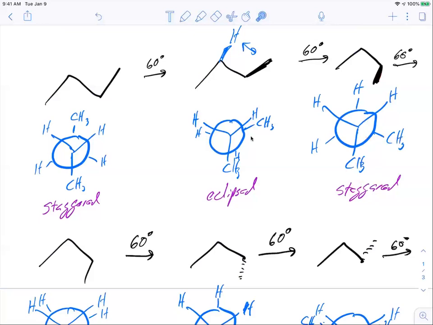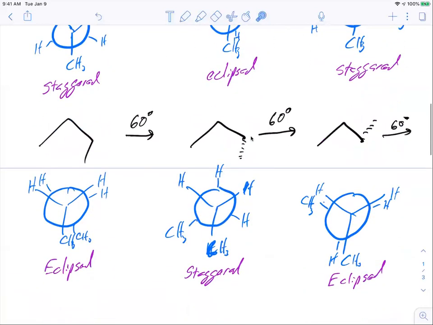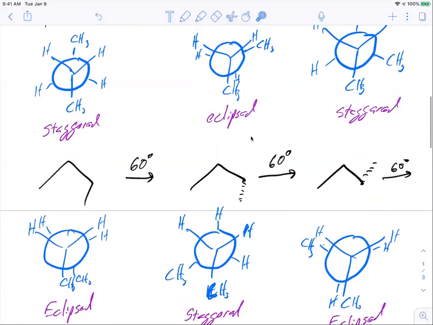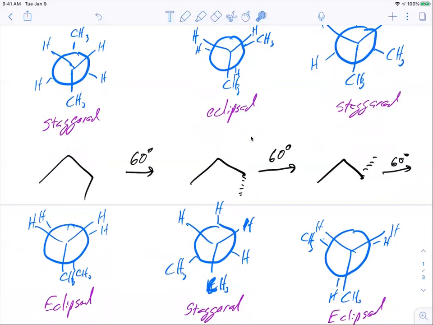So if you look at it, we go through staggered, eclipsed, staggered, eclipsed, staggered, eclipsed. We're just rotating. And after this, I go back and start over again. So this is energy of rotation. If we have single bonds, we have an energy of rotation, and that energy of rotation is going to be the energy it takes to go past the highest energy eclipsed form. Which of these eclipsed forms is going to be the highest energy?